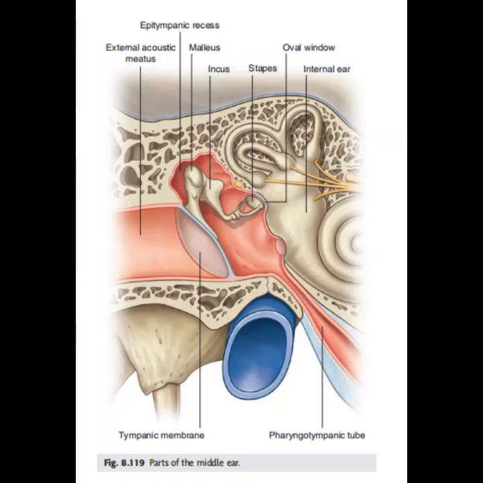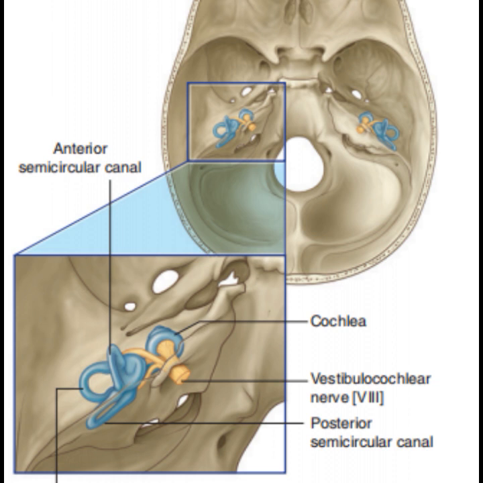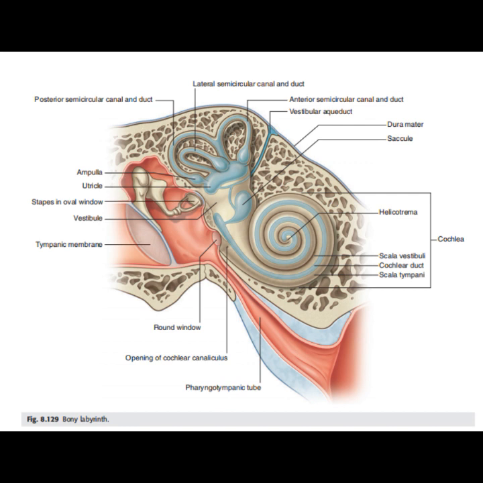Internal ear. The internal ear consists of a series of bony cavities, the bony labyrinth, and membranous ducts and sacs, the membranous labyrinth, within these cavities. All these structures are in the petrous part of the temporal bone between the middle ear laterally and the internal acoustic meatus medially. The bony labyrinth consists of the vestibule, 3 semicircular canals, and the cochlea.